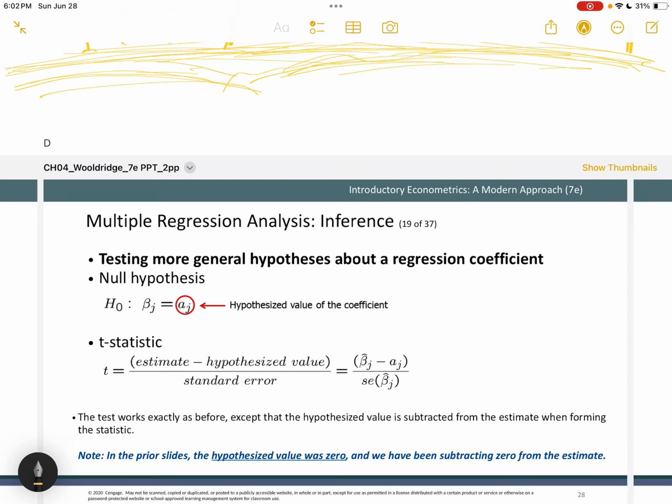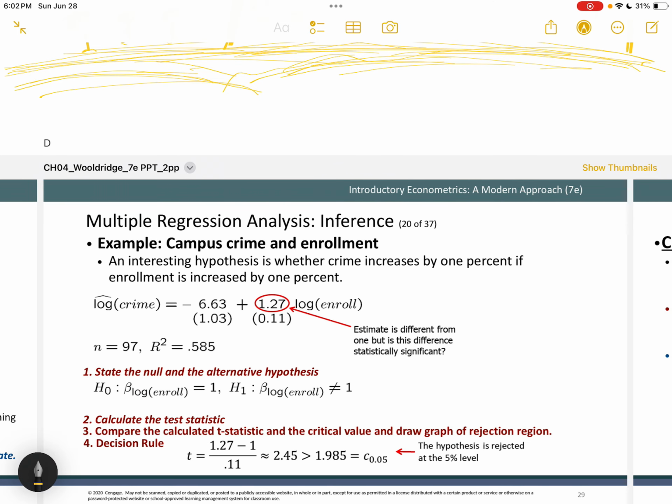So this slide should help you understand why I made a big deal of saying that in the null hypothesis, we have beta j equals the hypothesized value of the coefficient, which can be 0. It can be 1, it can be 2, it can be some other value, right? But this is what it is. So far, we have been subtracting 0 from the estimated coefficient in order to calculate the test statistic. Here is an example where the hypothesized value is not 0.